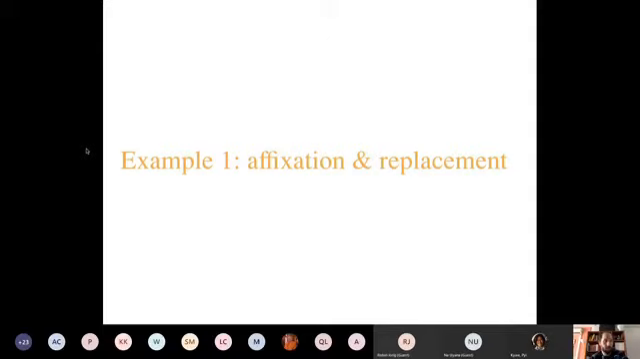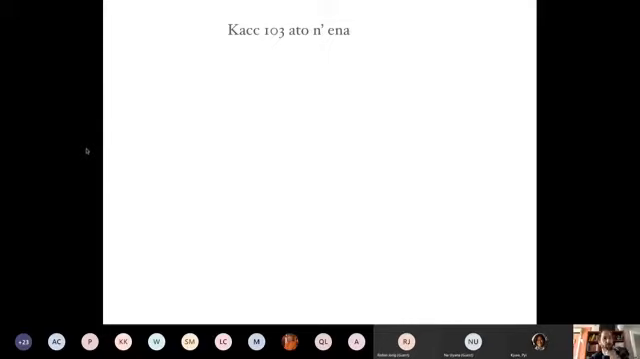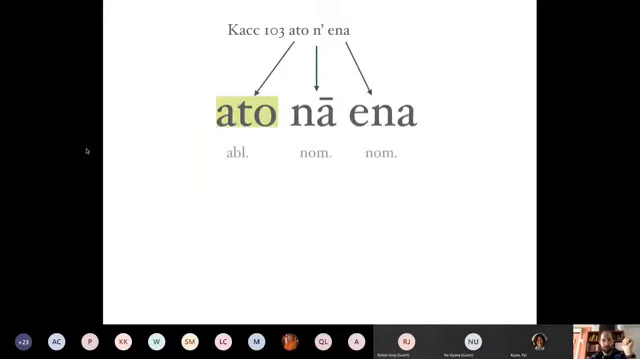Now, before we end, we are going to see some examples. The first example includes affixation and replacement. It's Kaccāyana 103, to nena. So I think unless you are familiar with the grammar, this doesn't mean anything. But perhaps some of you already recognize that ena looks very much like the ending of an instrumental singular, and then you will be right. Na, you can see the way I have edited it, you can see that there is something missing. So indeed, this something missing is na, which is the default vibhakti for instrumental singular.